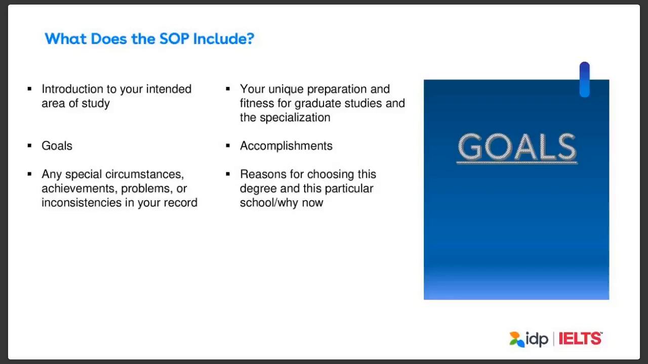The goals should be highlighted very clearly. Where do you want to see yourself by pursuing those goals? What do you want to achieve out of that? That's covered in your goals. Any special circumstances, achievements, problems, or inconsistency in your record, your SOP is the place where you can highlight it. For example, if a student has got a backlog for XYZ reason, could be he was sick, he didn't attend the semester, right? So this is the place where you can showcase the information on the basis of which the admission committee can take a decision. Your unique preparation and fitness for graduate studies and specialization.